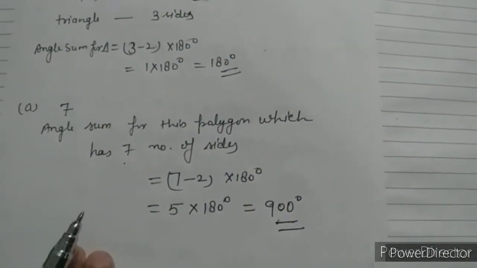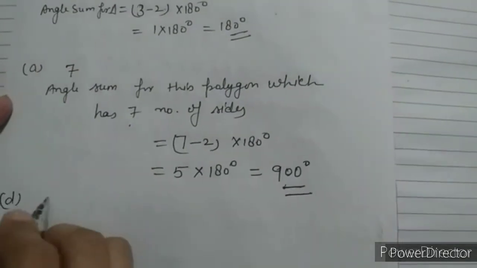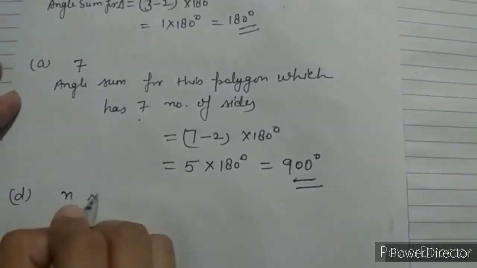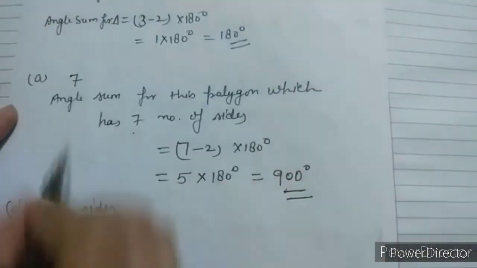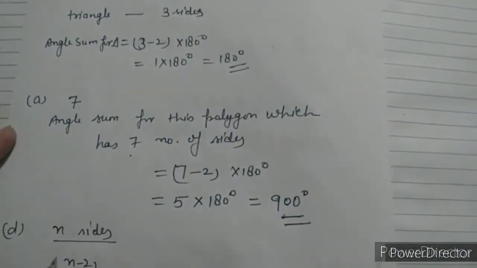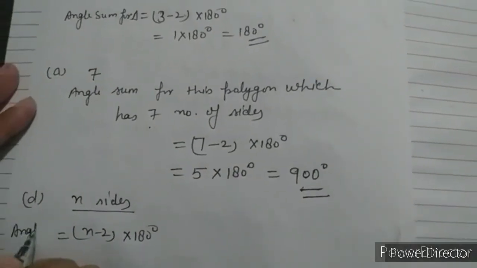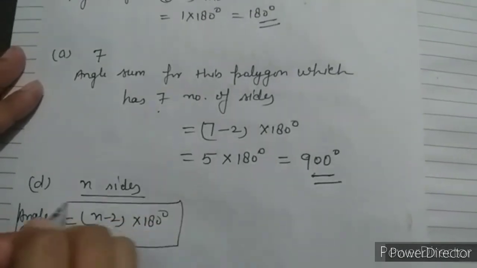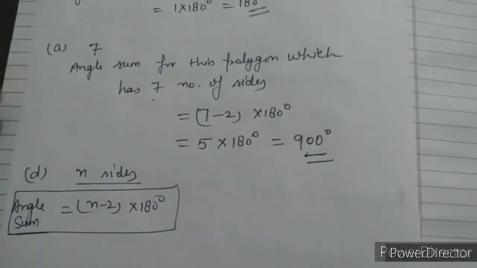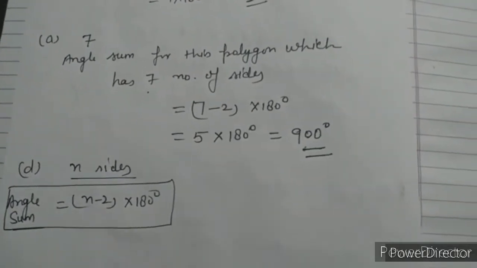Now you can do part B and part C. And part D is, here we have given n sides. That is, this polygon has n number of sides, then write down the formula as it is, n minus 2 into 180 degree. Angle sum for this polygon will be n minus 2 into 180 degree. Right? Now question number 4 has been done.